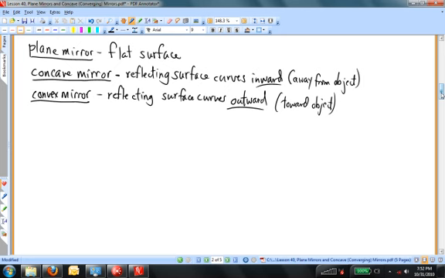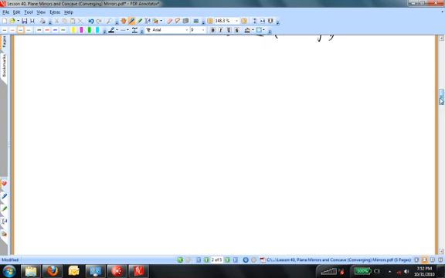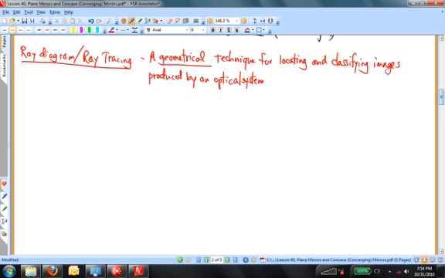I want to sketch a diagram showing different parts of a ray diagram for mirrors to illustrate how to sketch these ray diagrams. First of all, let's define what a ray diagram is. A ray diagram, or ray tracing, is a geometrical technique for locating and classifying images that are produced by an optical system. Many systems can have more than one optical element, but on the AP exam, you're only going to be responsible for making ray diagrams or looking at systems that contain only one optical element, the optical element either being a mirror or a lens.